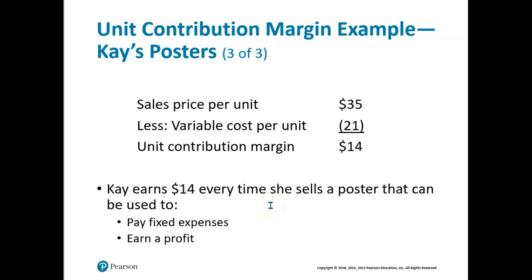So here is the unit contribution margin. If you've got a selling price of $35 and your variable cost per unit is 21, your unit contribution margin is $14. So every time she sells a poster, she makes $14, and this contributes to covering the costs for your expenses and also to help earn a profit. Okay.